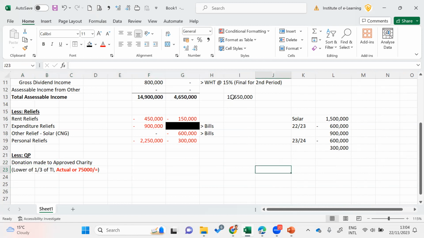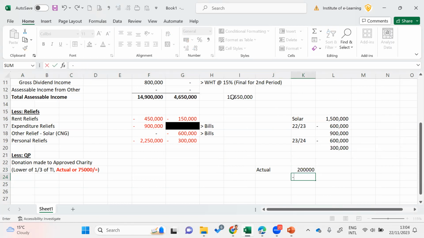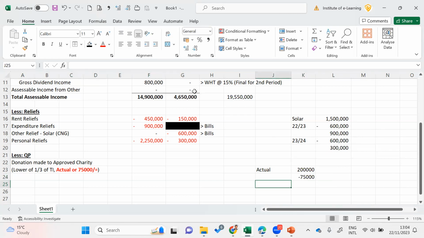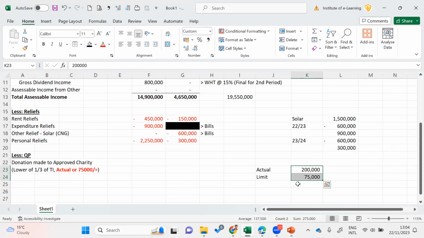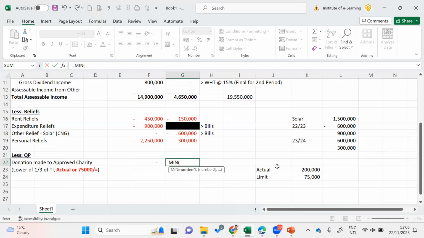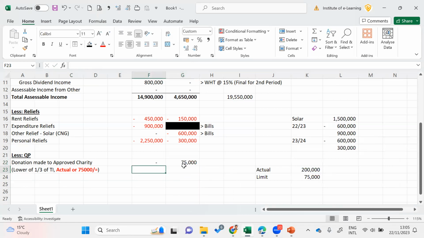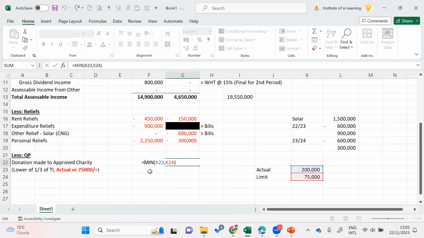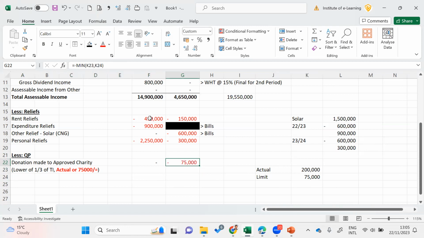Let's say you made a donation of 200,000, but you can claim as per the law only 75,000. Then the lower of these two, the actual and the legal limit, is 75. Out of these two, you can claim only 75. If there is any balance, you cannot carry it forward. In this donation claim also, you can select either the first period or the second period. Here, you take the lower amount. I will take it in the second period because second period tax rates are very high.